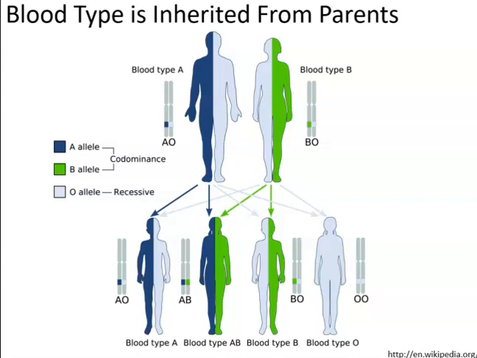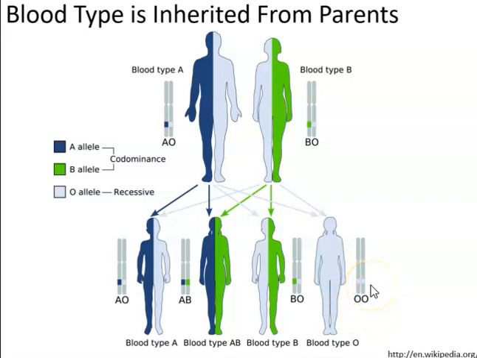We can have children with many different blood types depending on the combination of these alleles. So, for example, one combination, we could have a child with AO blood type, and we have another child that could have AB blood type, another that could have type B blood but have a BO genotype, and then we could have one combination where the child is type O.